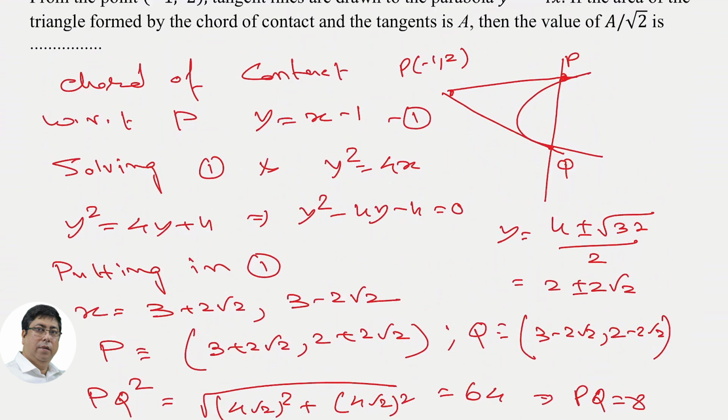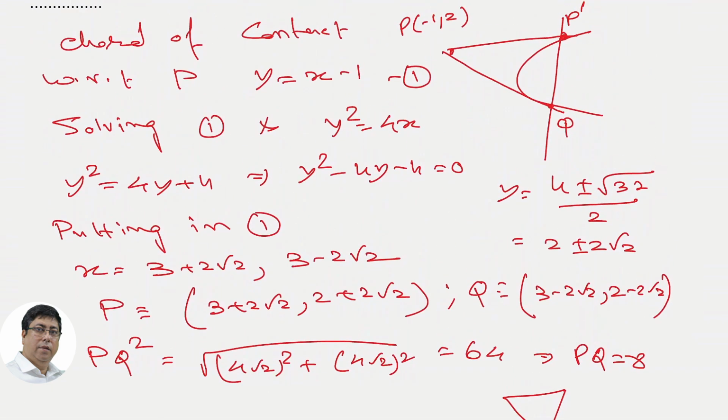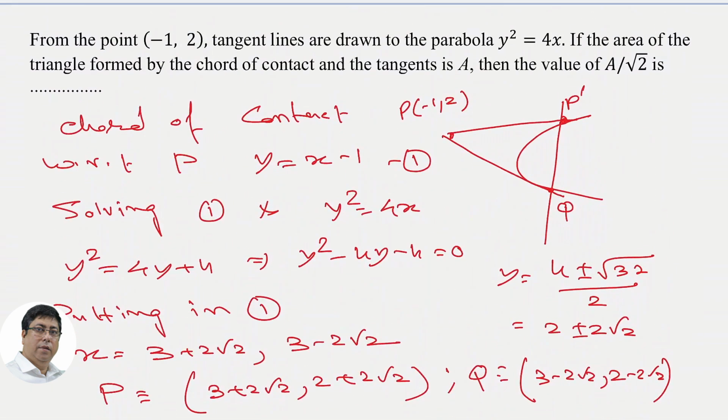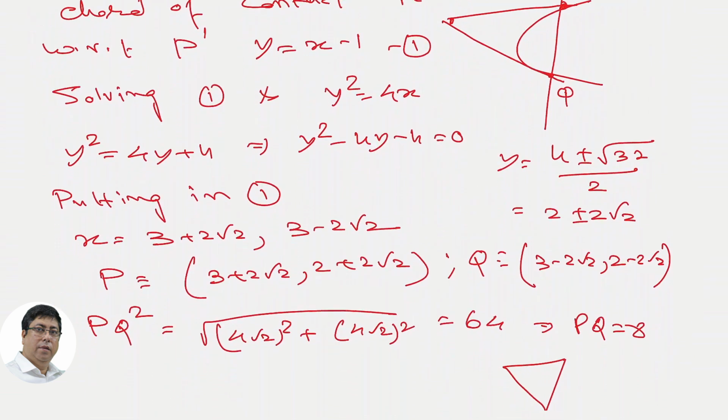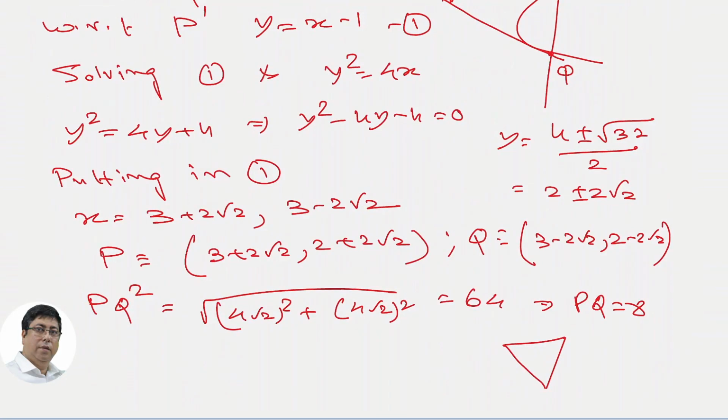Suppose this point is P, and we have taken the reflection, so suppose this point is P dashed. So we can write this as P dashed PQ, and the line is x minus y minus 1 equal to 0. Using the perpendicular distance formula, d equals minus 1 minus 2 minus 1 by root over a square plus b square, that is coming 2 root 2.